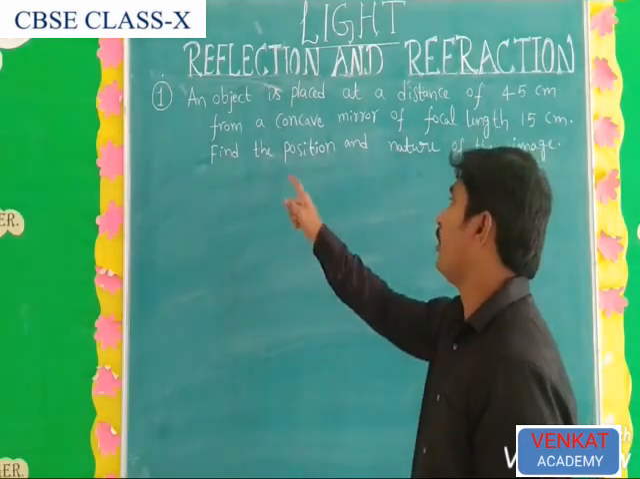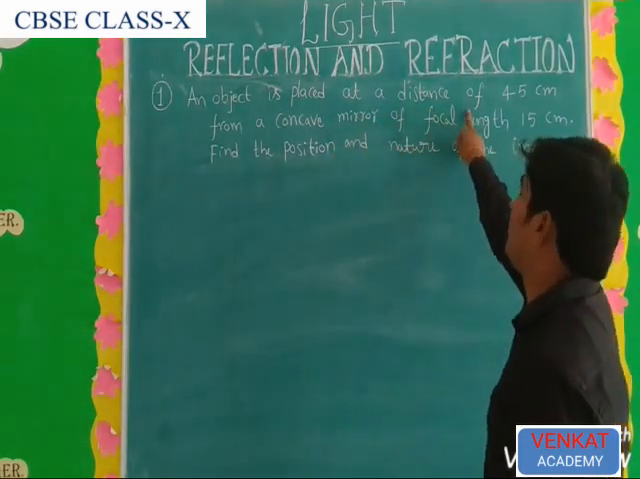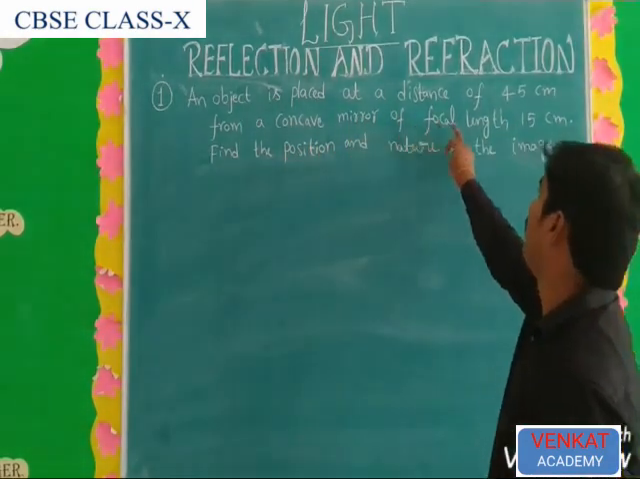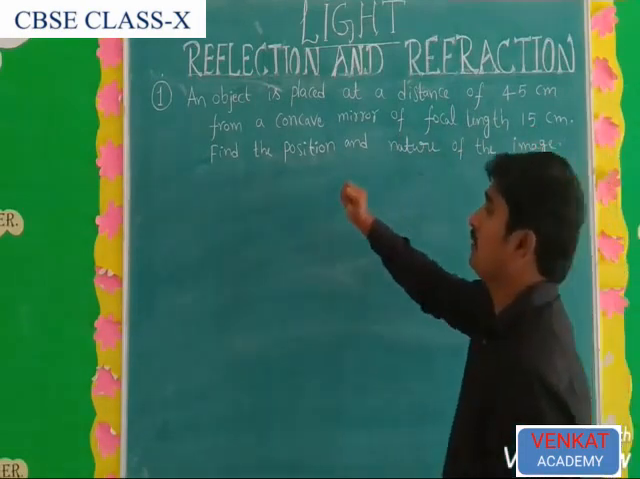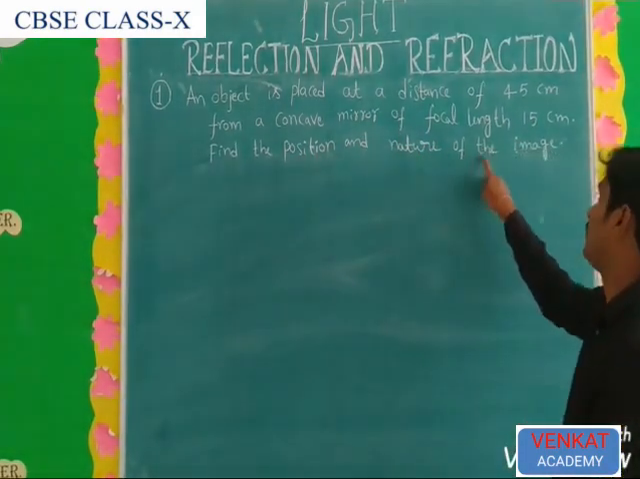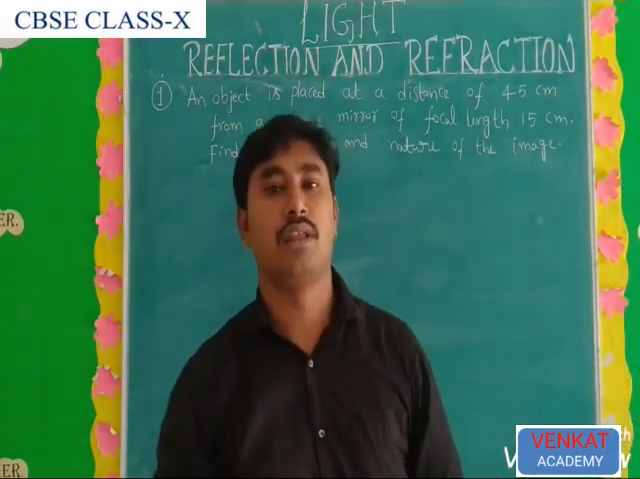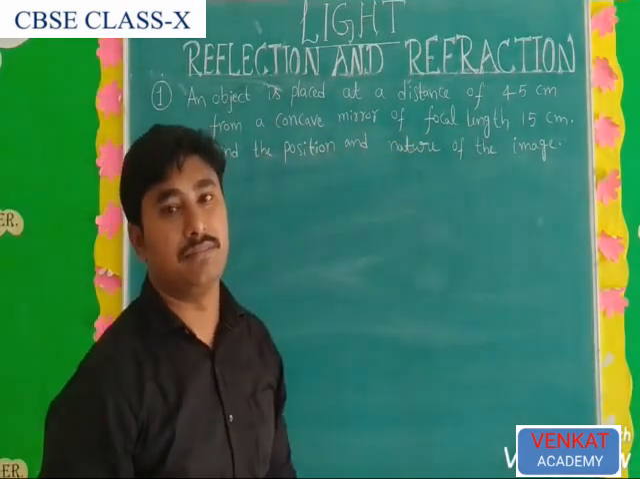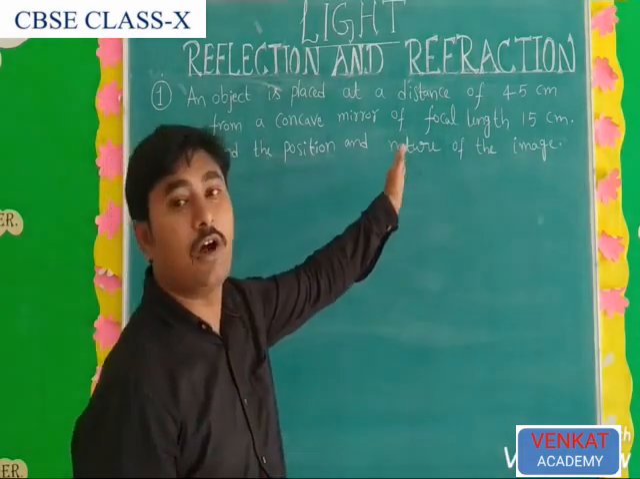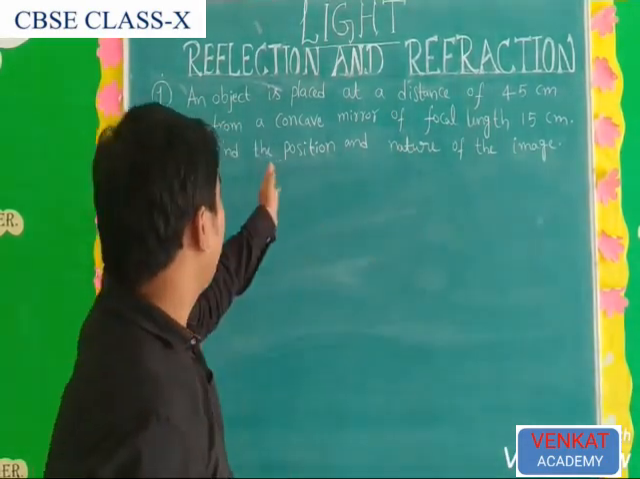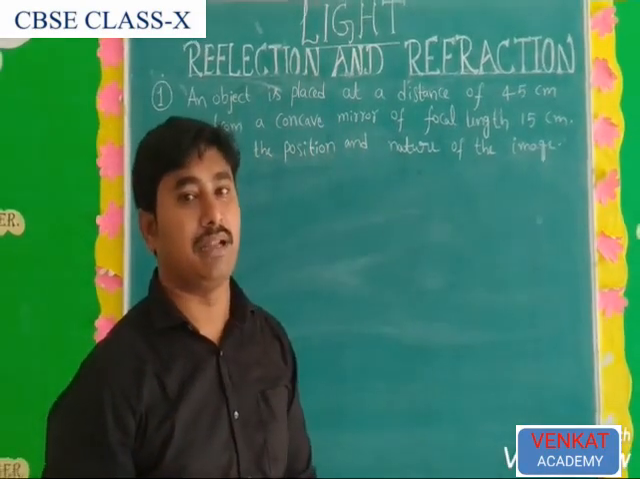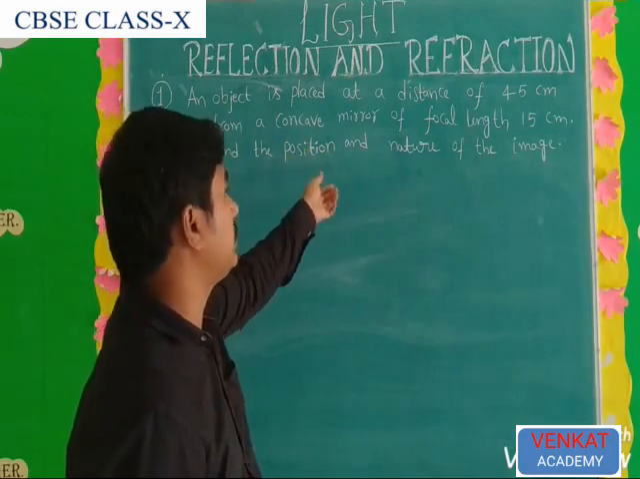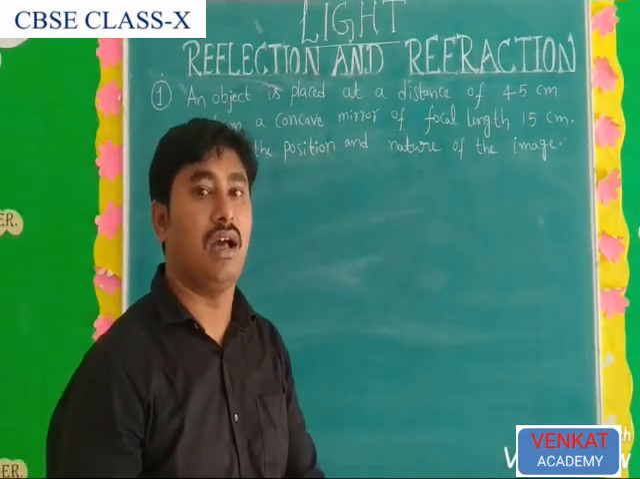The problem is: an object is placed at a distance of 45 centimeters from a concave mirror of focal length 15 centimeters. Then find the position and nature of the image. So this is the question. Object is placed at 45 centimeters, and the concave mirror's focal length is 15 centimeters. Then we have to find the position of the image and its nature, which means real or virtual.